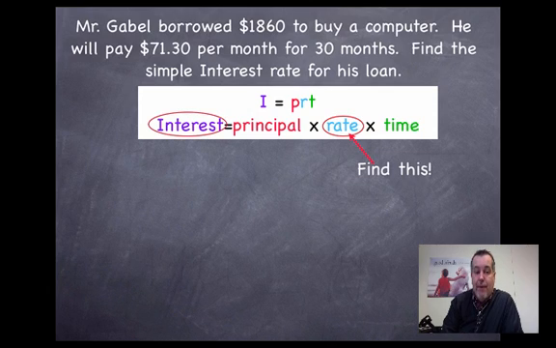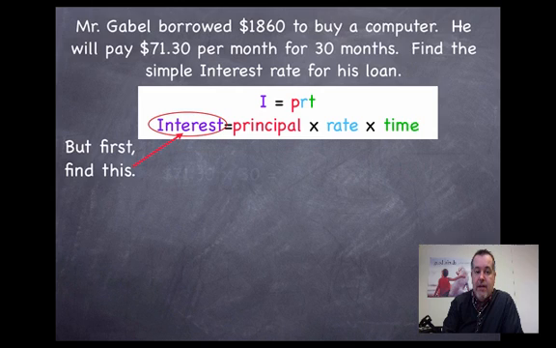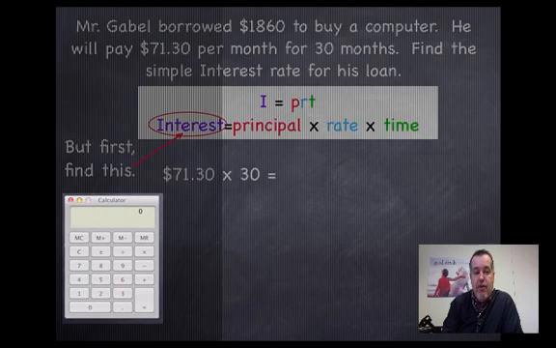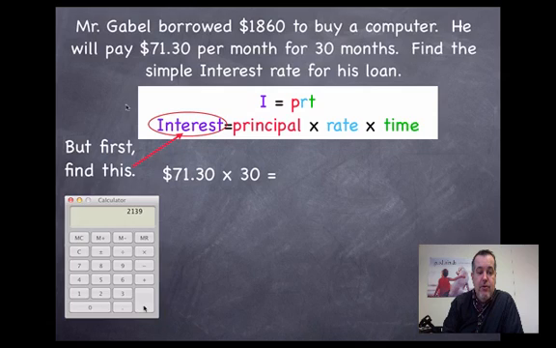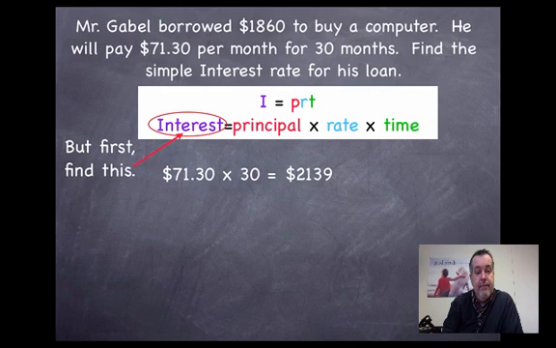Before we can get going, though, we do have to find out how much he paid altogether throughout the 30 months. So we're going to do this by taking the $71.30 that he paid every month and multiplying it by 30. All right, so we'll do that with our calculator. 71.30 times 30 is going to give us how much he paid back altogether, which in this case is $2,139.